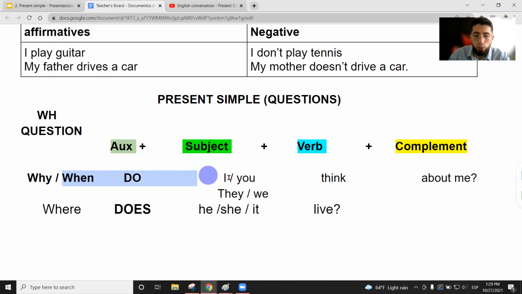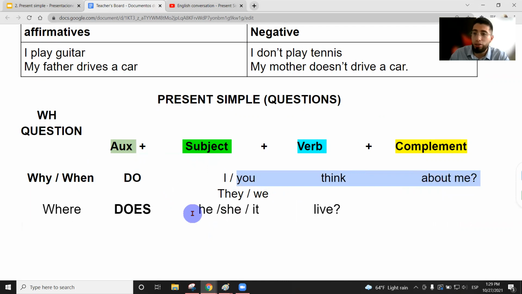And now, o podemos preguntar, when do you think about me? ¿Cuándo piensas en mí? Right? Like in which case, ¿en qué casos? All the time, todo el tiempo. Right? It will be an answer. Puede ser una respuesta, or there are a lot of answers.